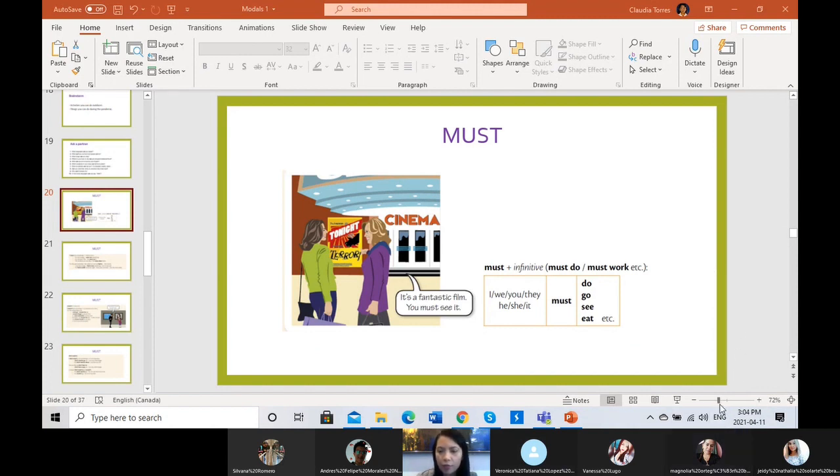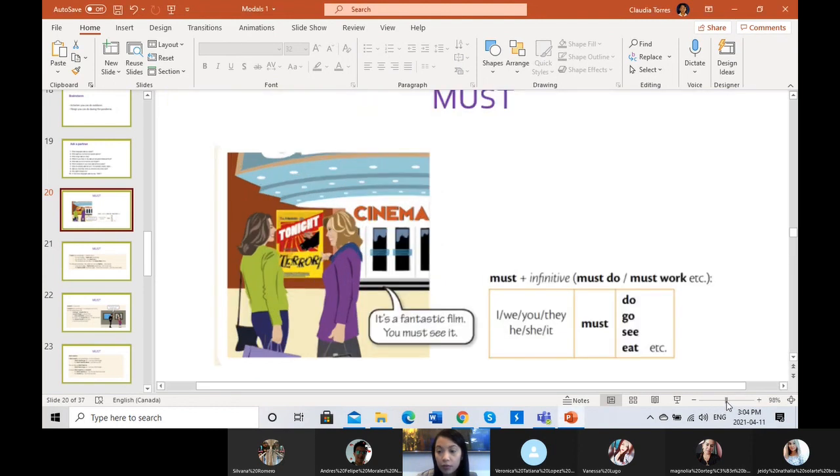Okay, so here we have a picture, and actually we already saw this picture yesterday, but we didn't see the structure, the grammar structure, right? So yesterday we were saying that these two women are talking about the cinema, and one of them is suggesting, right? So it's a fantastic film. You must see it. It's like this person is giving advice to her friend, and it's a strong advice. So that's why we use must.